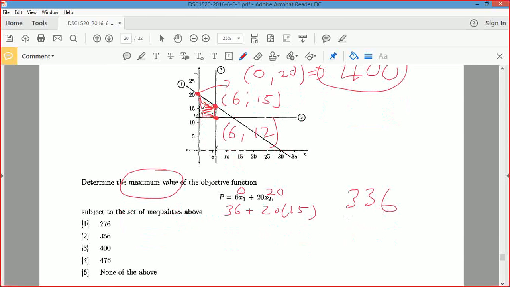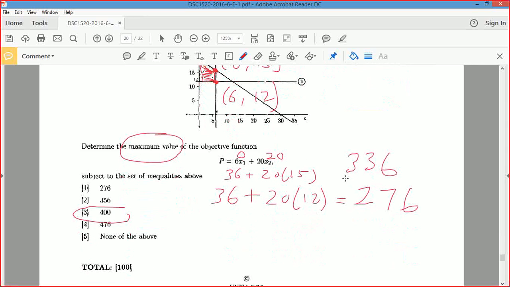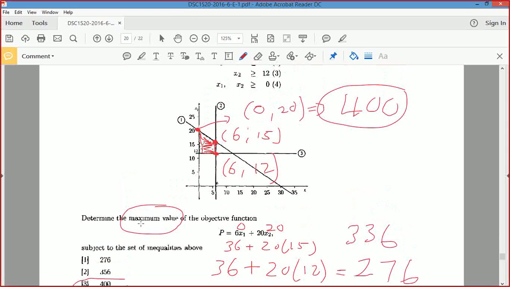And then the other one is 6 times 6 is 36, plus 12 times 20. What does that give you? 12 times 20 is 240. So 276. Which is the biggest amount? 400. Yeah, 400 was the biggest value here. So that's looking at minimum and maximum.